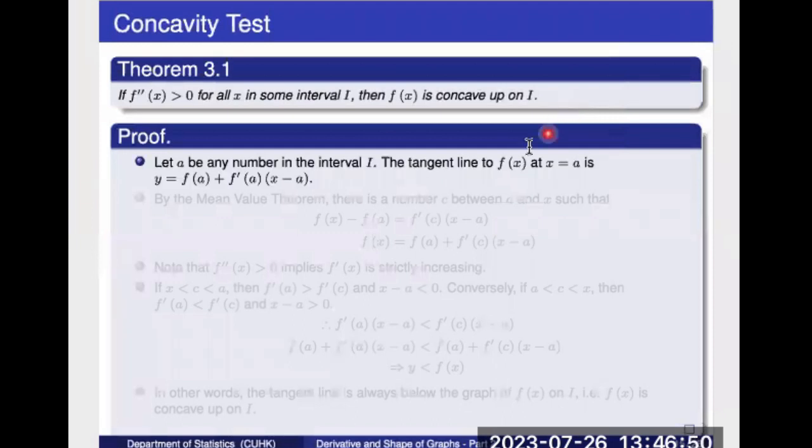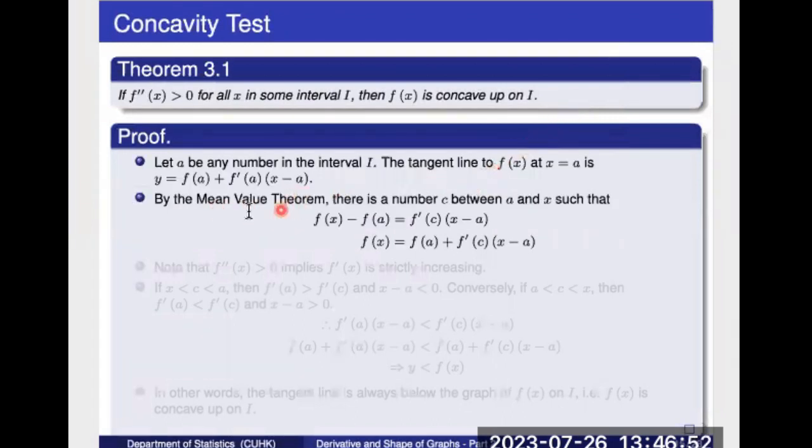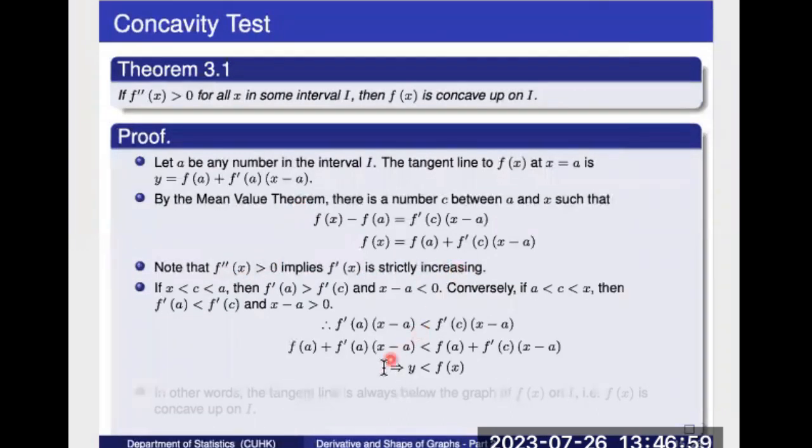The proof of this theorem involves using the mean value theorem and the fact that if the second derivative is positive, then the first derivative is strictly increasing. This means that the tangent line to the function at any point in the interval will always be below the graph of the function, indicating that it is concave up.